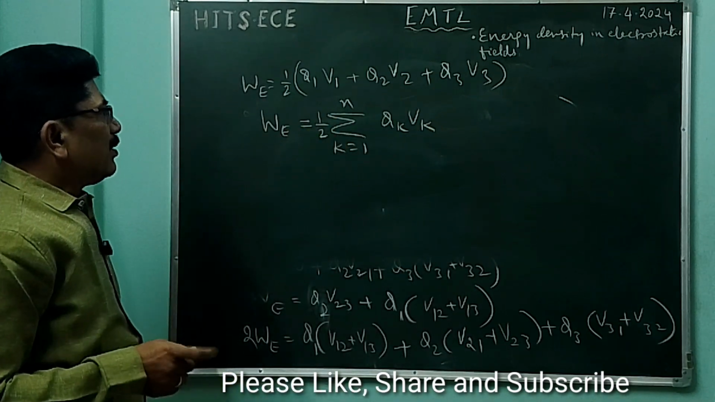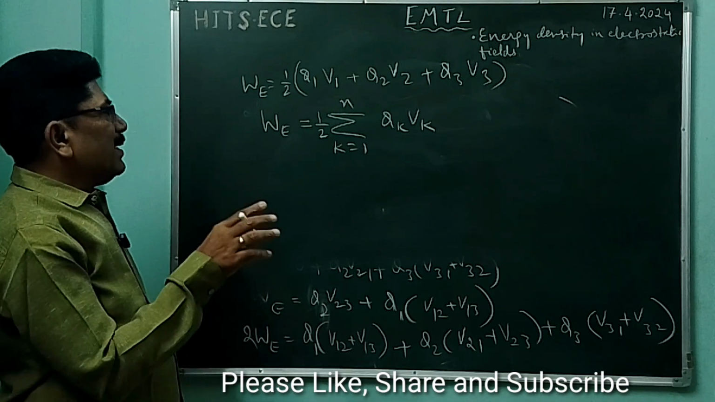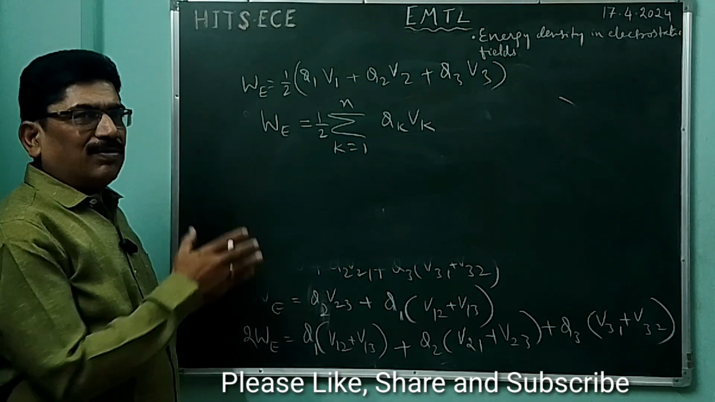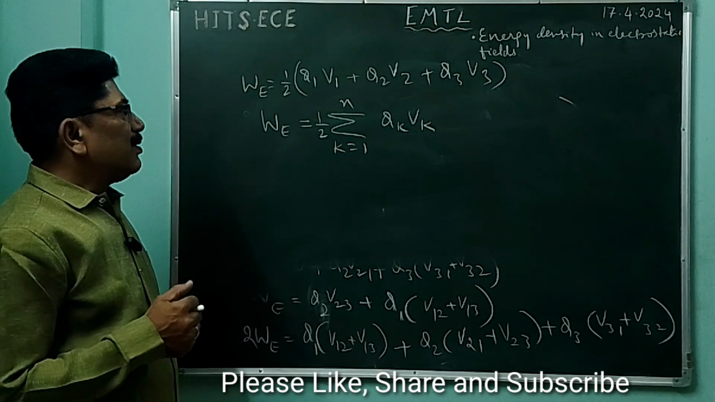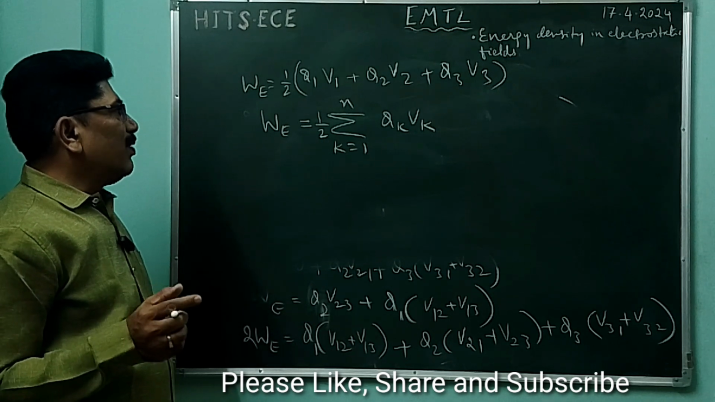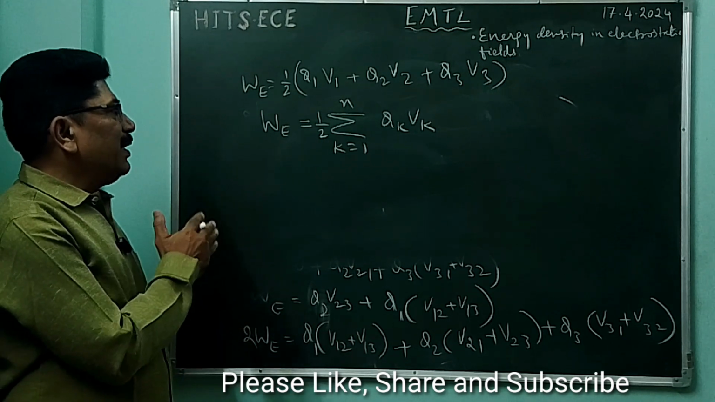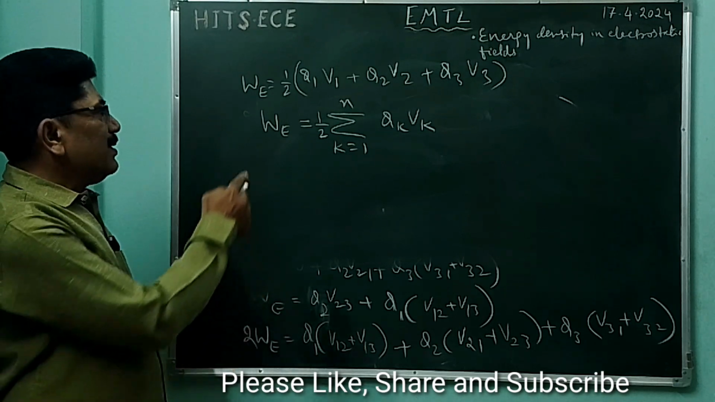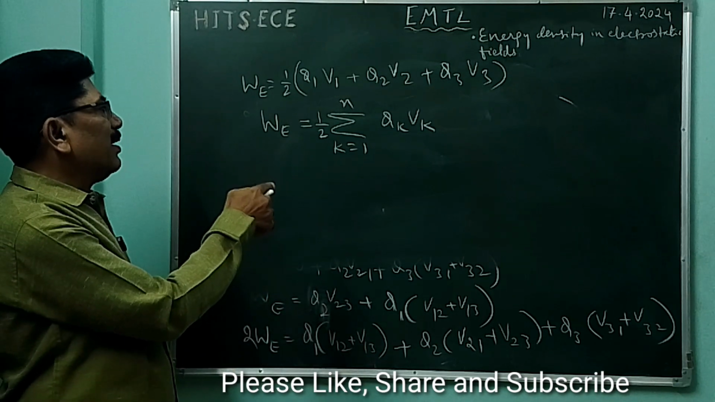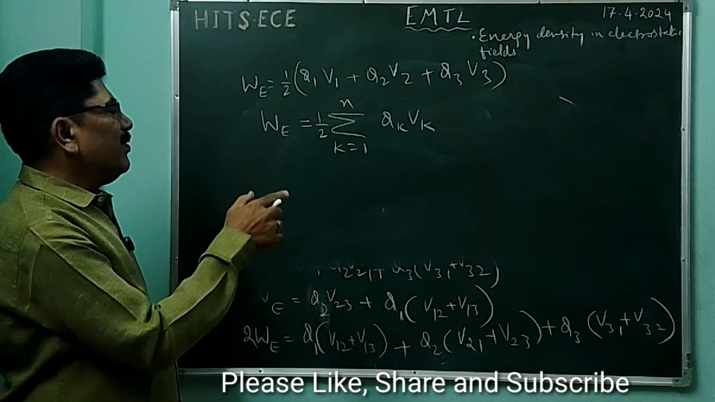This is the total energy present in the assembly of charges. Here we have considered only 3 charges. So the total energy required to move them from infinity to the empty space is equal to 1/2 Σ (k running from 1 to N) Q_k V_k.